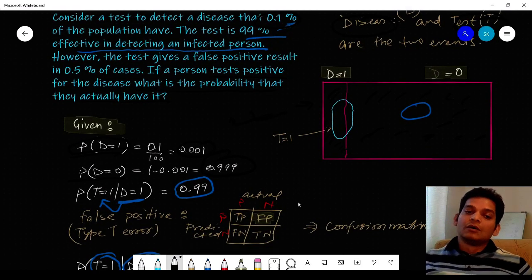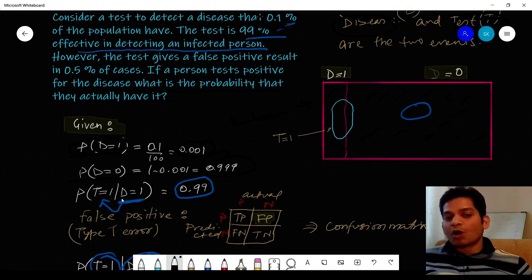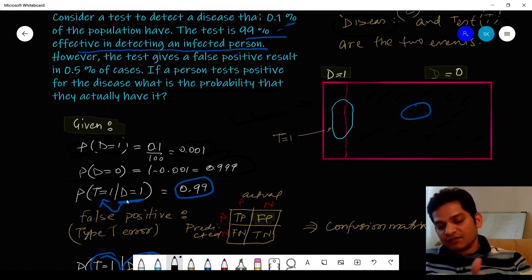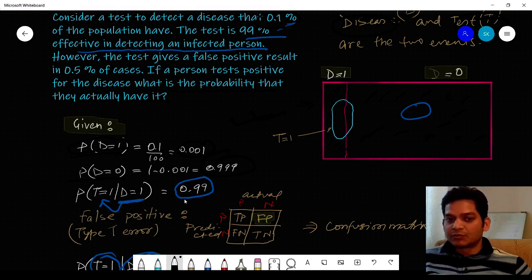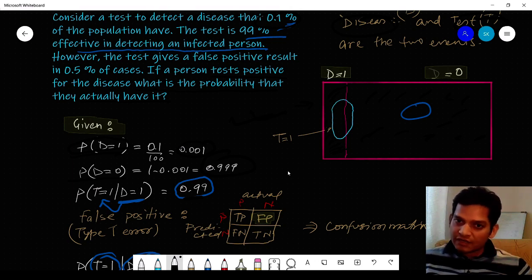Now, the third thing: the probability of a positive test given the disease. The precondition is that the patient is already infected. Now the test is positive. This is also 99%. So if you see in the Venn diagram, in this area, we have put a condition that the patient who is coming for the test is already infected.